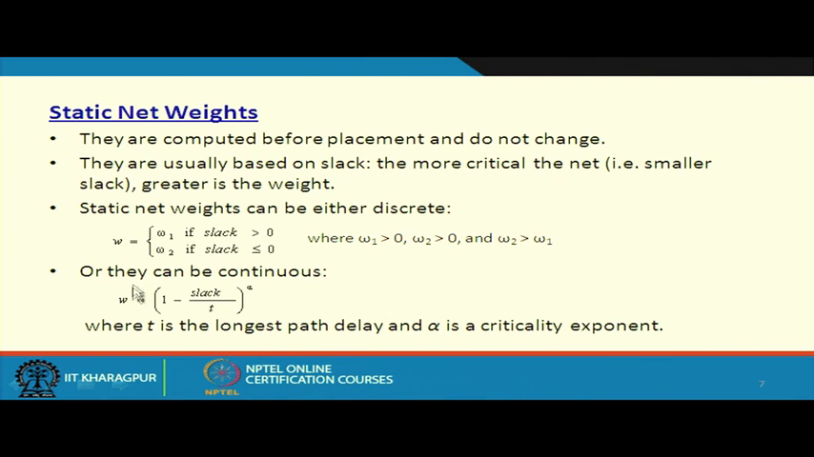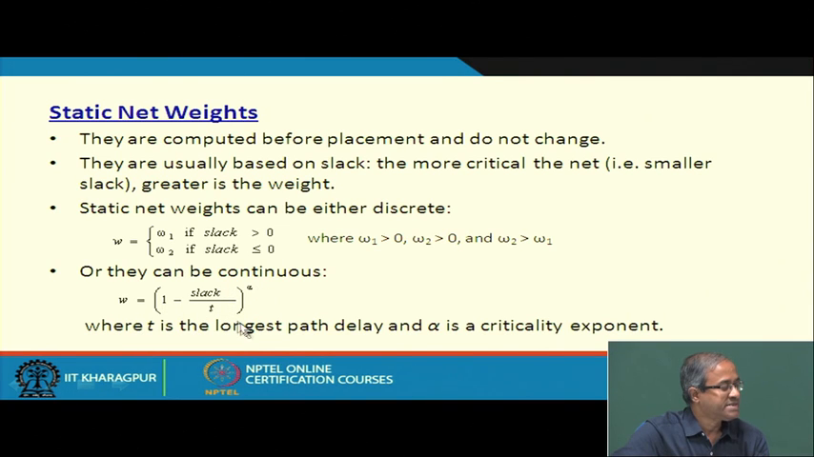Okay. So, if the slack value is negative, you give those nets the higher priority. Or there is another method which proposes that you can have a continuous value. You can calculate W as 1 minus slack divided by T to the power alpha, where T is the longest path delay in the circuit and alpha is some criticality exponent which you can adjust. You can modify the value of alpha, and by that you can also change how much the variation in slack will impact the value of W. Okay.